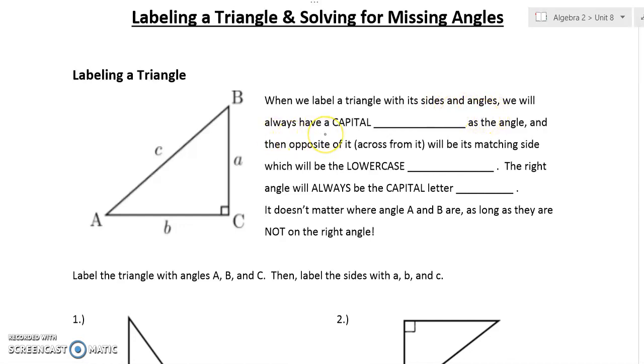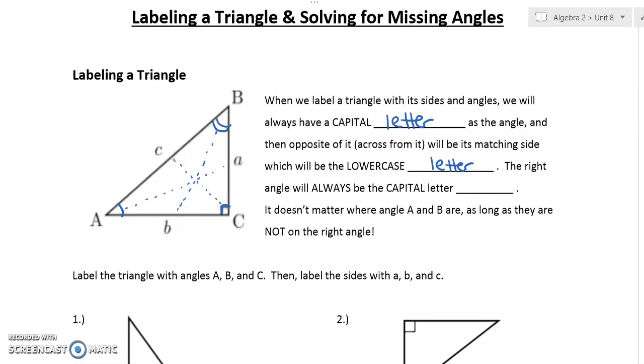we always have a capital letter as the angles. So you'll notice angle A, angle B, angle C are capital letters. Then opposite of it, or across from it, will be its matching side, that will be the lowercase letter. So you'll notice angle B is right across from side B. And angle A is right across from side A. And similarly, angle C is right across from side C.